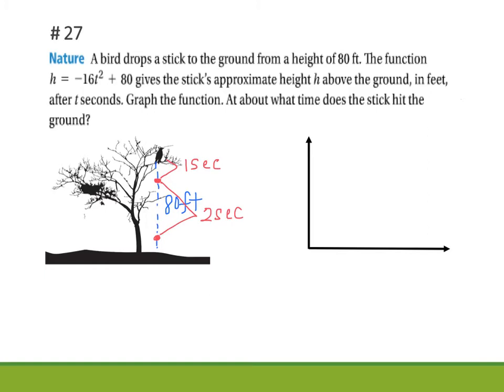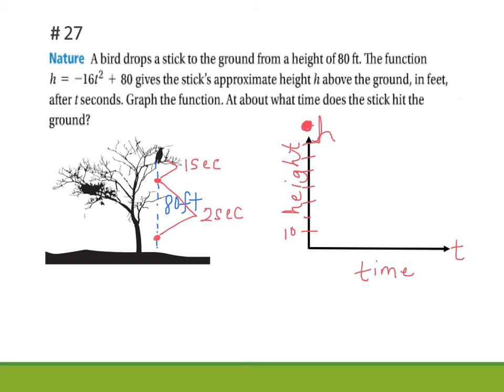Okay, so let's graph this. Again, we're looking at what we call a one-quadrant graph because everything is positive. Time is going to be our x-axis. Height is going to be our y-axis. So we're going to go ahead and label those. The height is going to be at a maximum of 80 feet. So I'm going to go ahead and use a scale of 10 along my h-axis. So 10, 20, 30, 40, 50, 60, 70, 80. And the stick at 0 seconds is going to be at 80 feet.